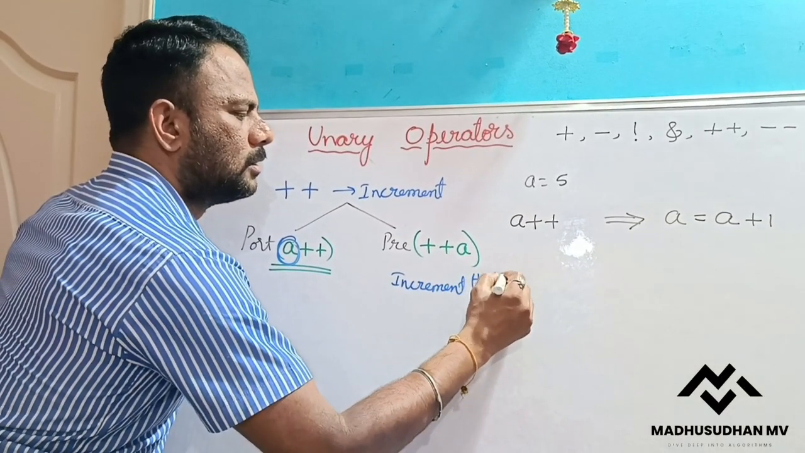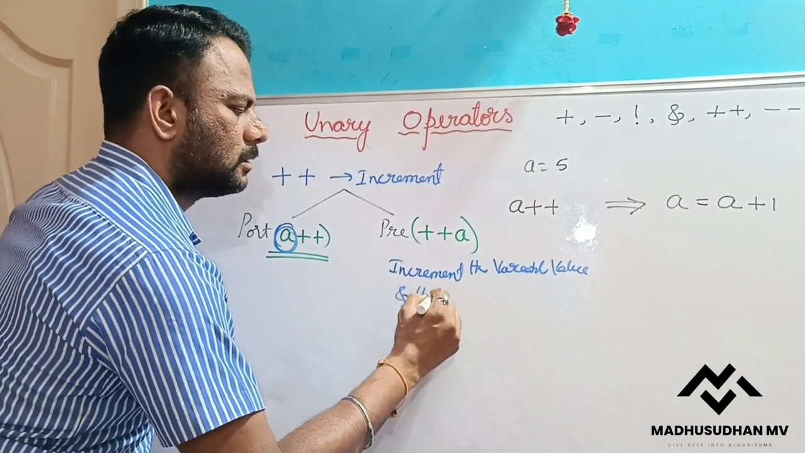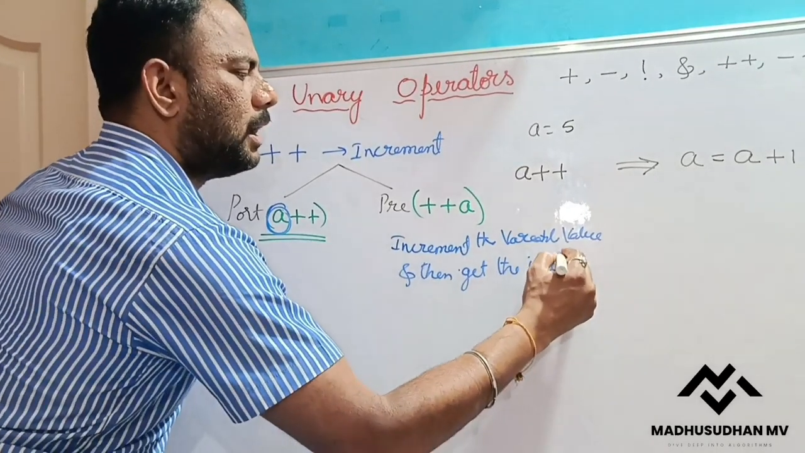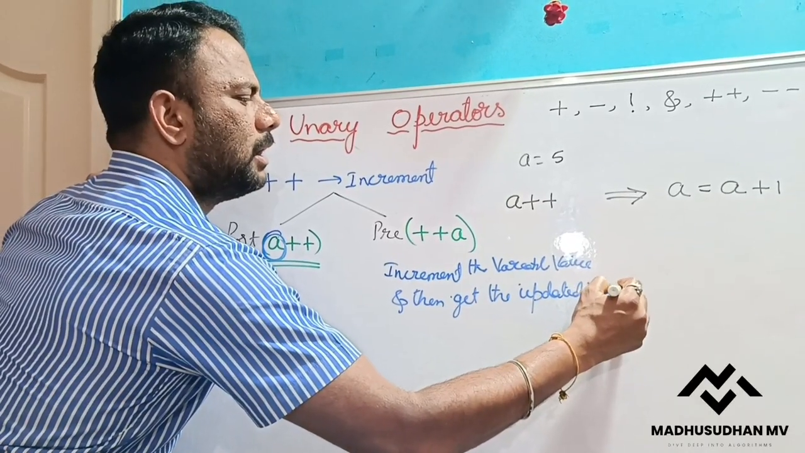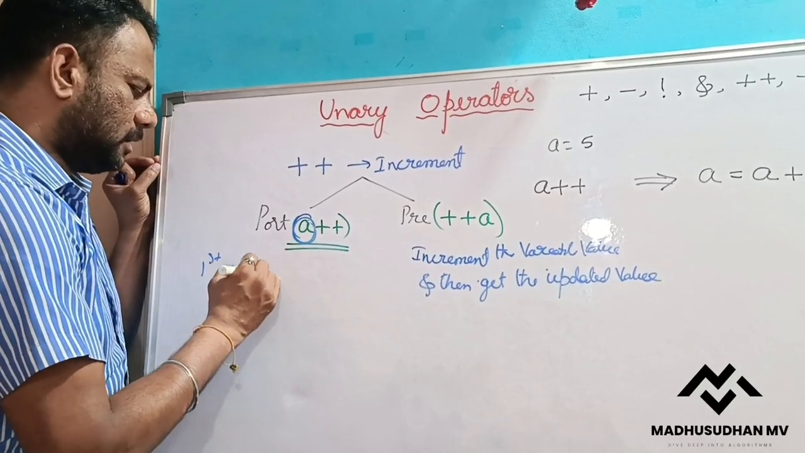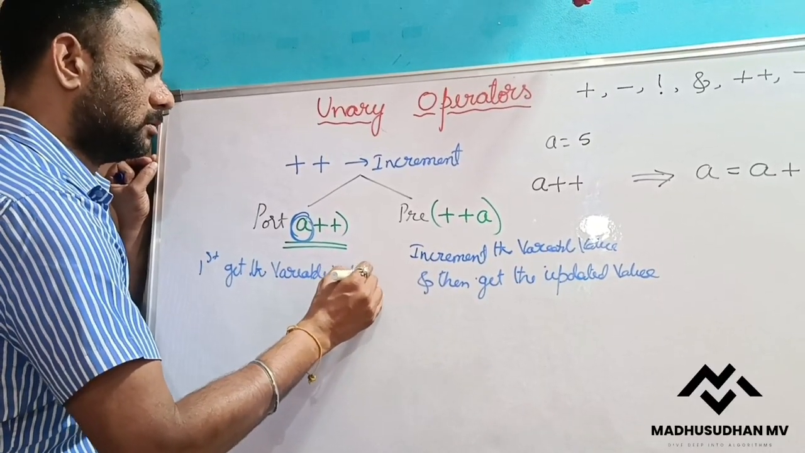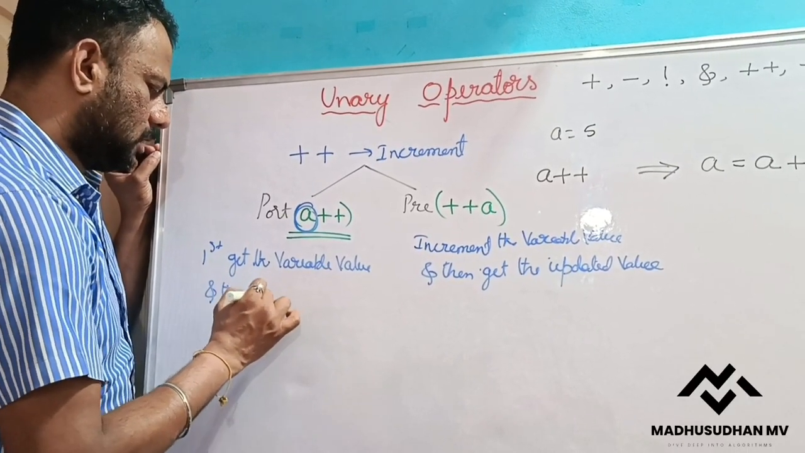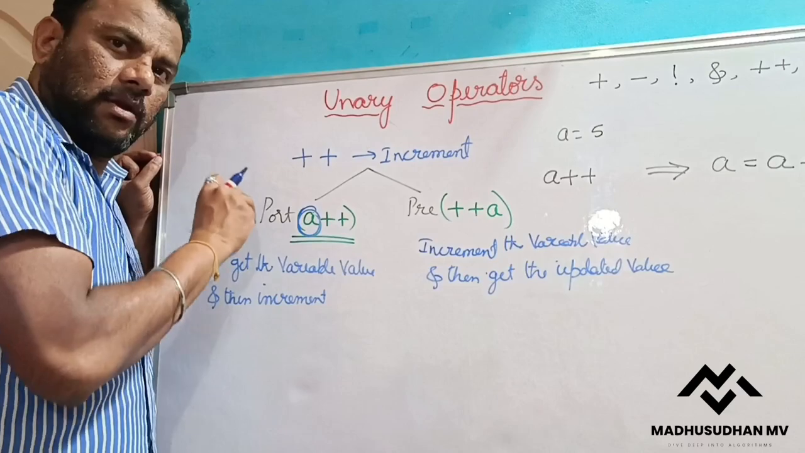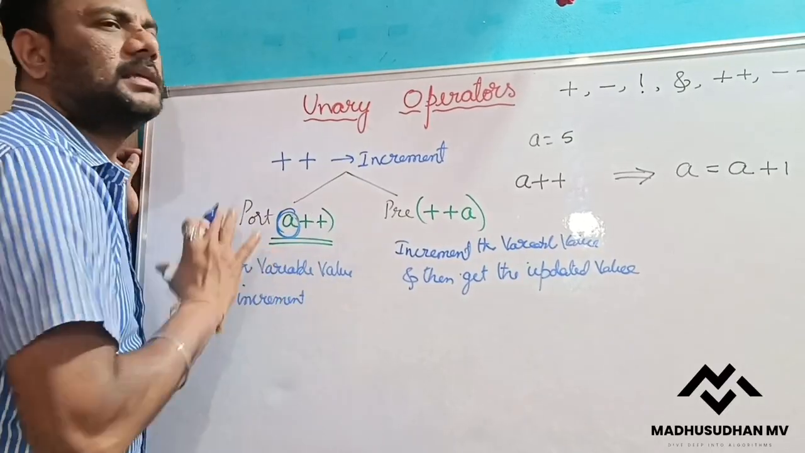Here, first increment the variable value and then get the updated value, that is, the incremented value. But in post increment it is not like that. First get the variable value, meaning the old value, and then increment. In pre increment, first increment, then get the updated value. That is the difference.